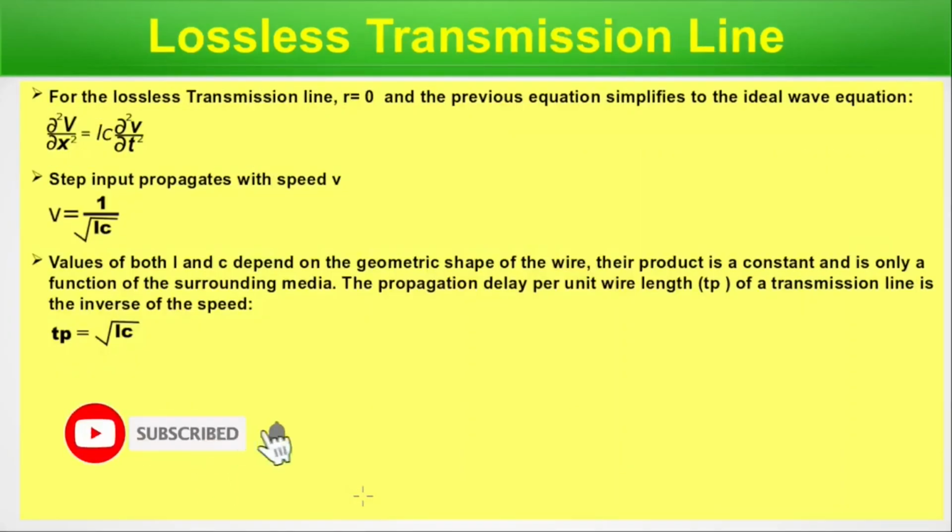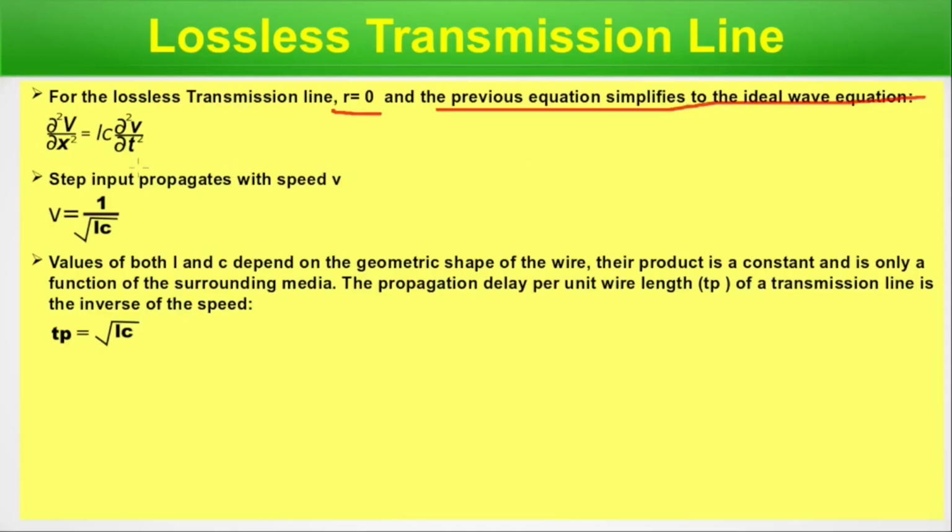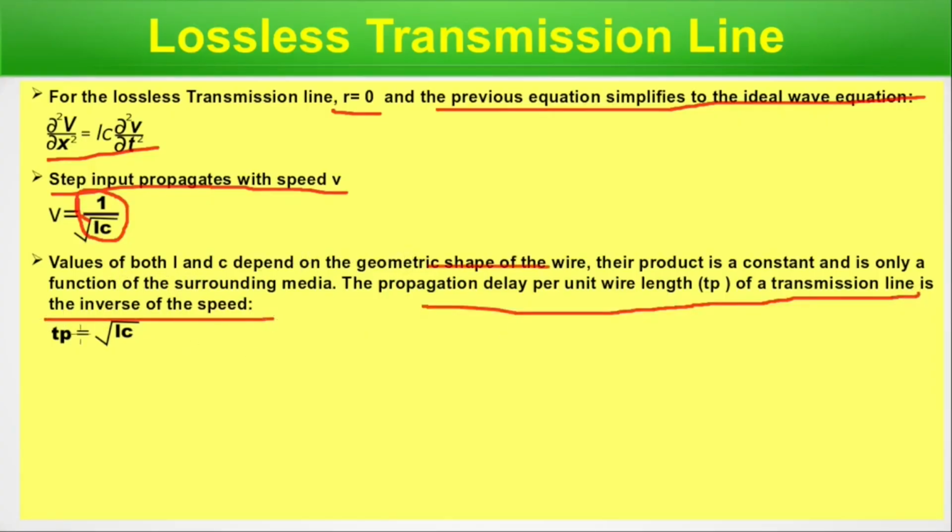Now the lossless transmission line. For the lossless transmission line, R is 0 and the previous equation simplifies to the ideal wave equation. So the R component is also 0, so that is reducing to this equation, and if we apply a step input, it propagates with speed v, which gives a solution in terms of L and C. Values of both L and C depend on the geometric shape of the wire. Their product is constant and is only a function of the surrounding media. The propagation delay per unit wire length of the transmission line is the inverse of the speed. So these are the equations for the lossless transmission line.